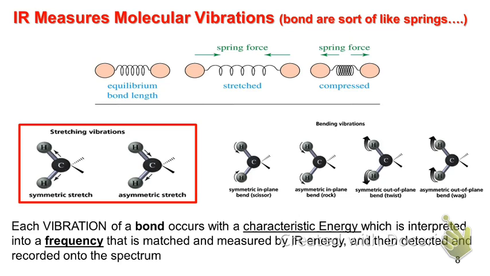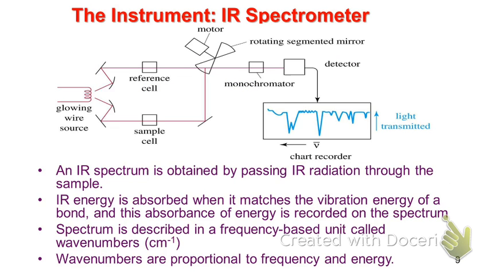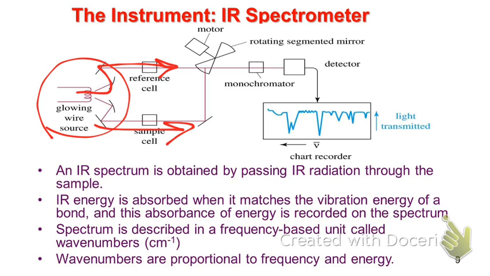Every bond has a characteristic energy, which we just talked about. We're going to convert that into a frequency. That frequency can be matched in the IR spectrum. Okay? So the instrument itself, we're looking at IR light. So we've got a glowing source that's going to release IR energy. That energy is going to get shuttled off through a reference cell and through your sample.